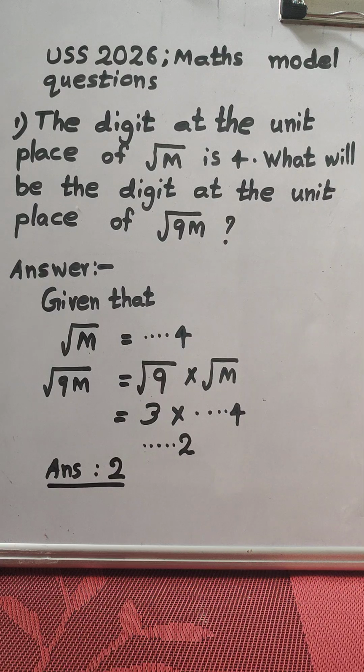Okay, let us read. Number 1. The digit at the unit place of square root of m is 4. What will be the digit at the unit place of square root of 9m?